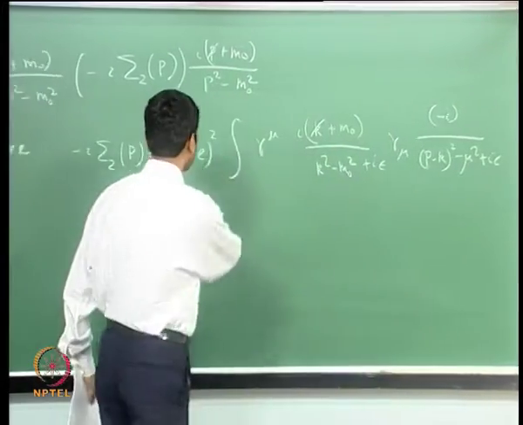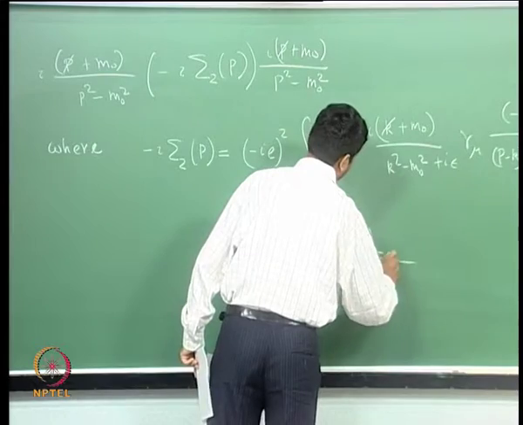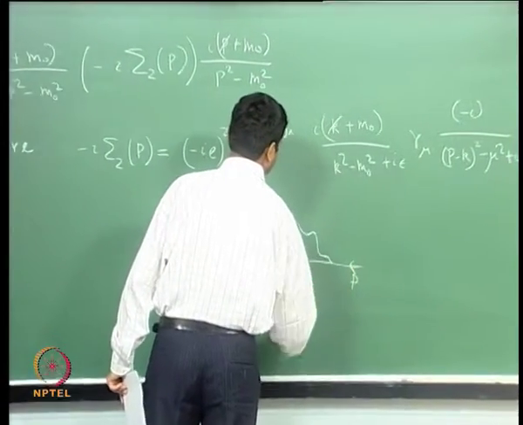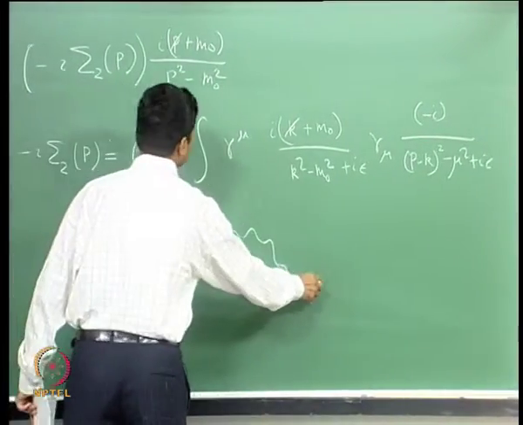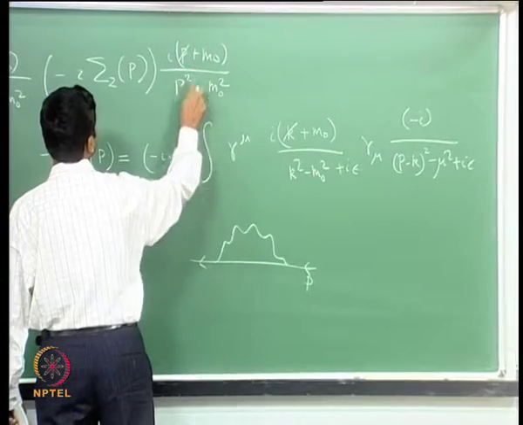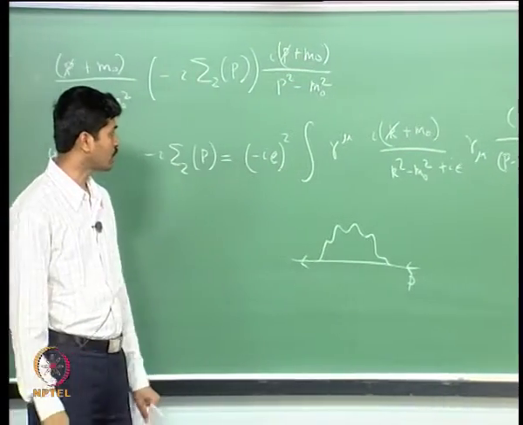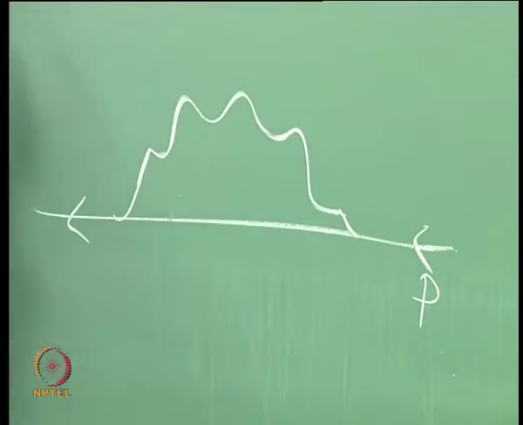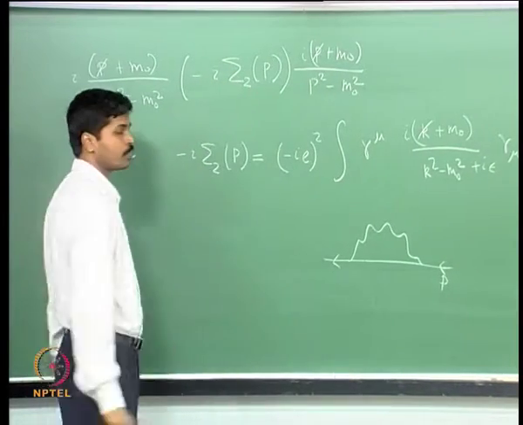To explain it in detail, this is the electron self energy diagram here. This is p, and this is the fermion propagator here. The contribution from this propagator is given by this term here, i (p slash plus m0) divided by p square minus m0 square, and here this is the loop, which I denote to be minus i sigma 2 of p.